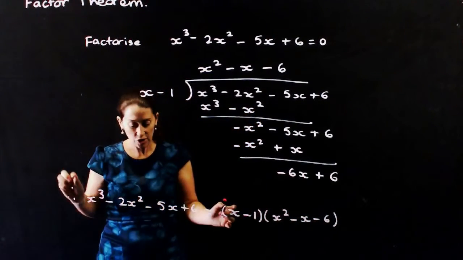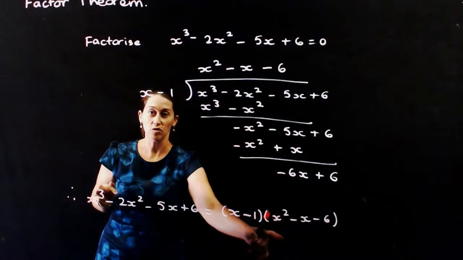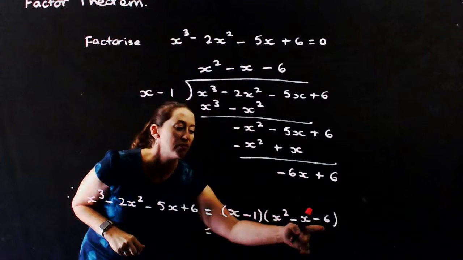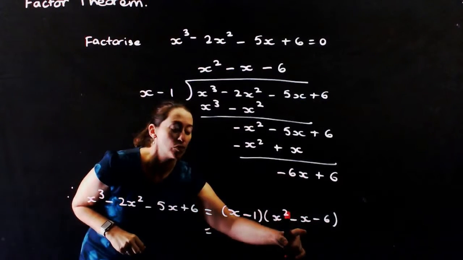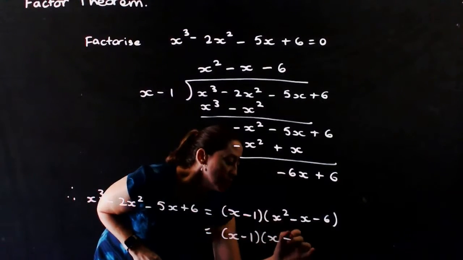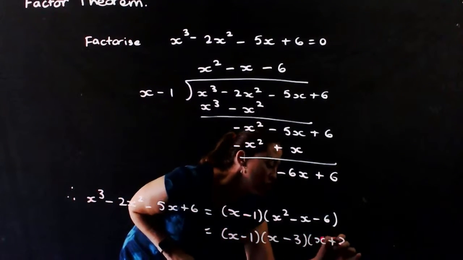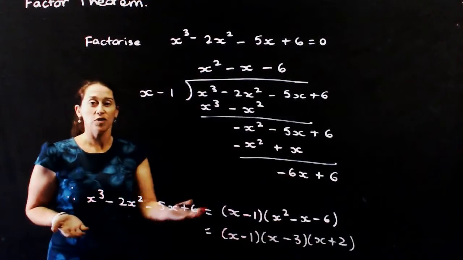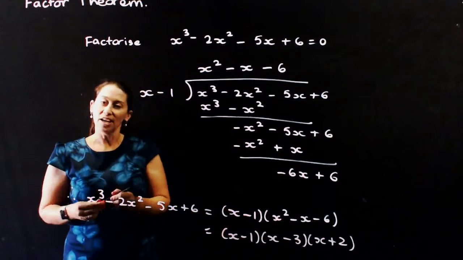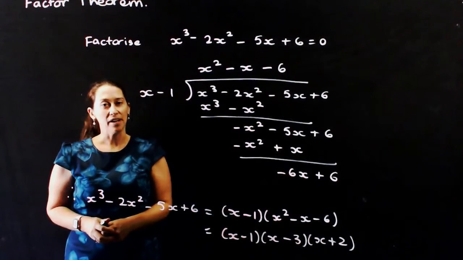Now what we've got to do is ask, does this quadratic factorize? Yes, it does, because we can put factors of minus 3 and plus 2 for that. So solving that, we get x minus 3 and x plus 2. We've now got those 3 factors for our cubic. All right, and that's everything you need to know about the factor theorem.